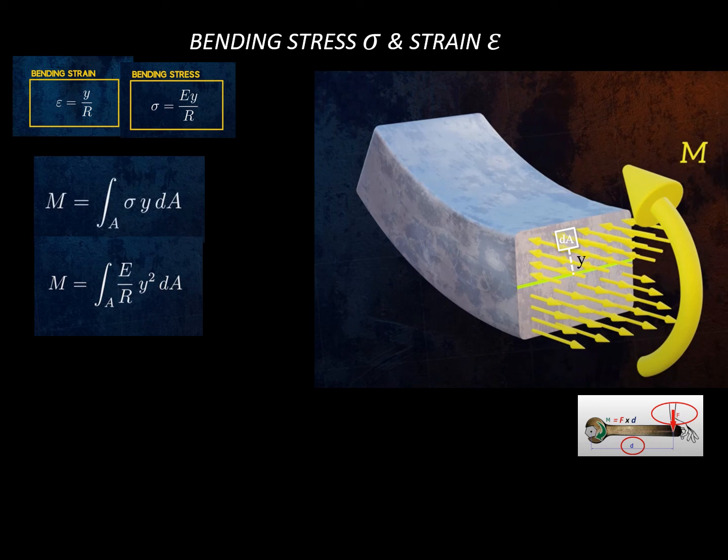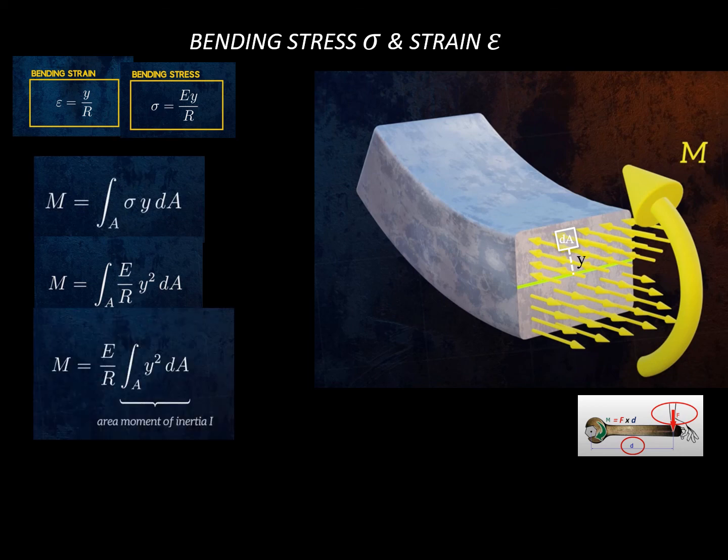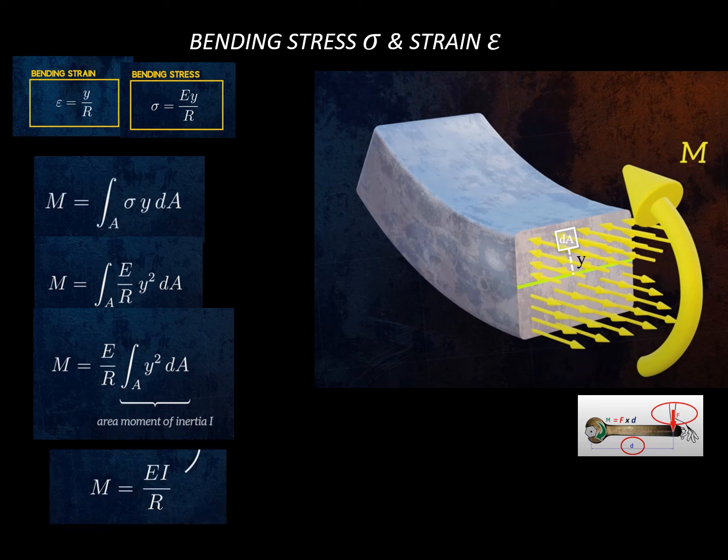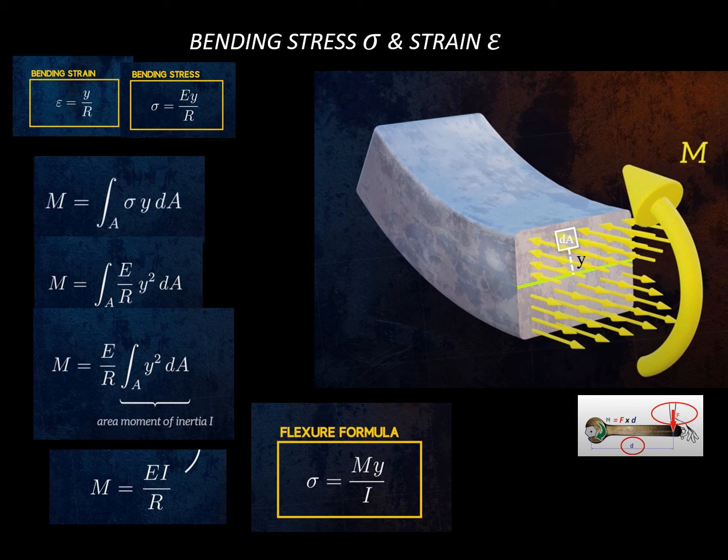Because Young's elastic modulus is a constant and the radius is a constant, those can be taken out of the equation, out of the integral, and what is left in the integral is known as the area moment of inertia and is often represented by the letter I. We can rearrange this equation for the bending moment if we want to find the ratio of the modulus over the radius, so that's M over R, and put that back into the equation for the bending stress. And that gives us what is known as the flexure formula.